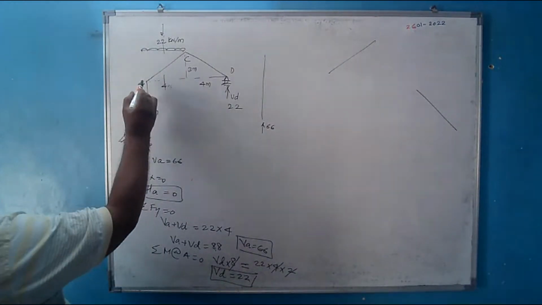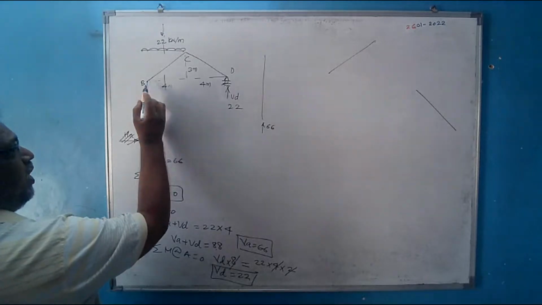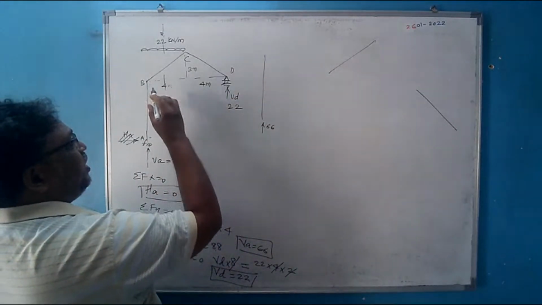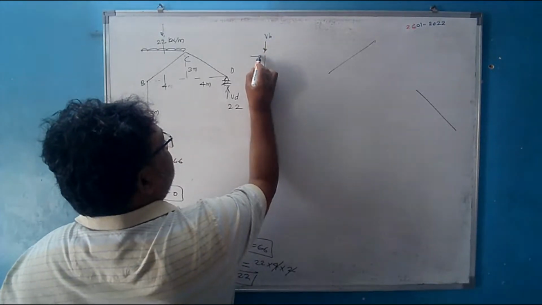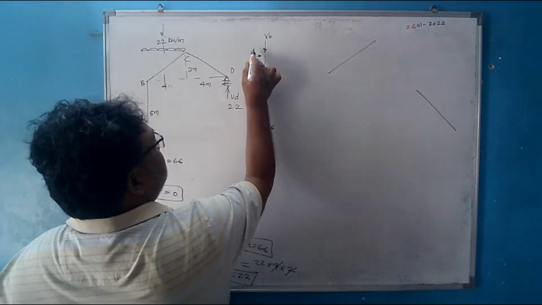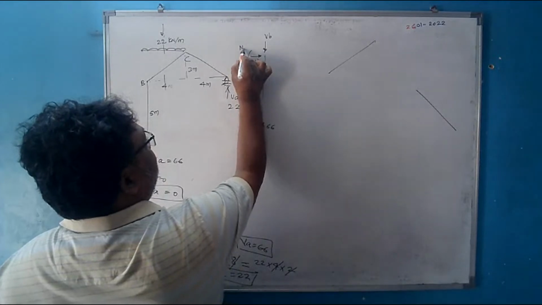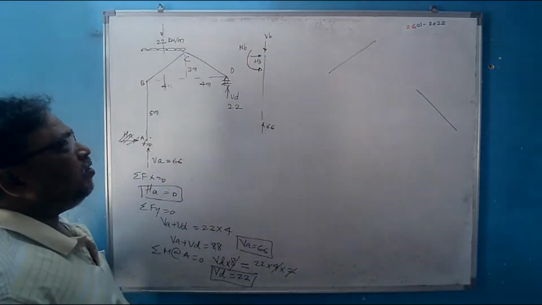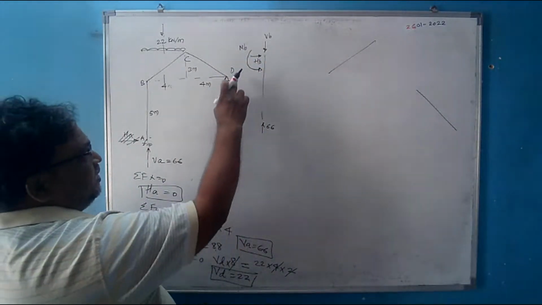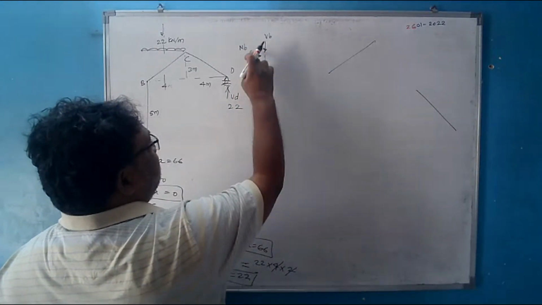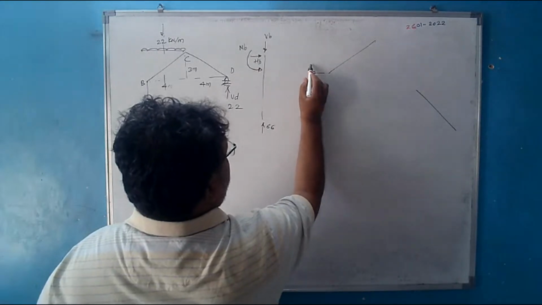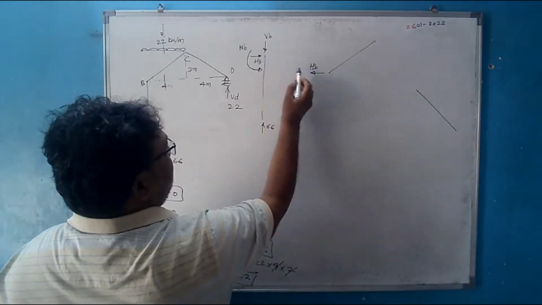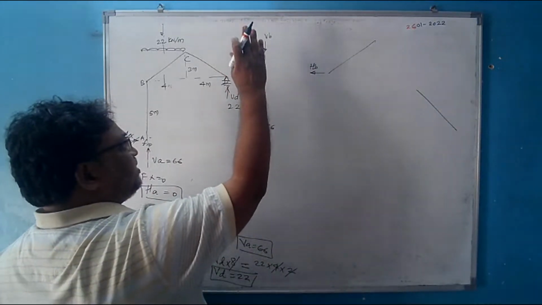As I am breaking the system from this joint, it is a hinge joint, so I have to show three unknowns here. Say I am sketching VB. Suppose I am sketching HB. Say I am considering a moment MB. Whatever we have considered here, for this member we have to consider the opposite of that. HB is considered right because randomly I have assumed these directions.